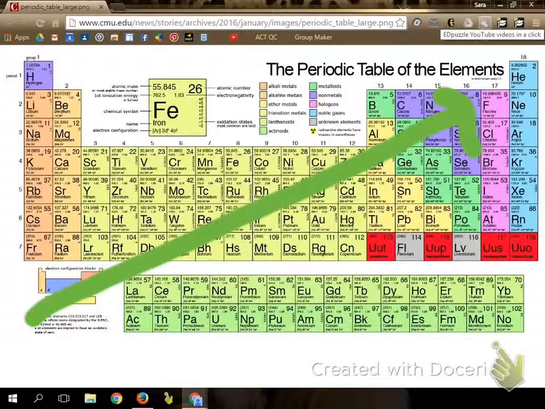Do you think the noble gases have an electronegativity value? Why wouldn't they? They already have 8. They don't need an electron. They're not going to pull an electron from anybody. They don't want it. So they're not even assigned an electronegativity value on the Pauling scale.